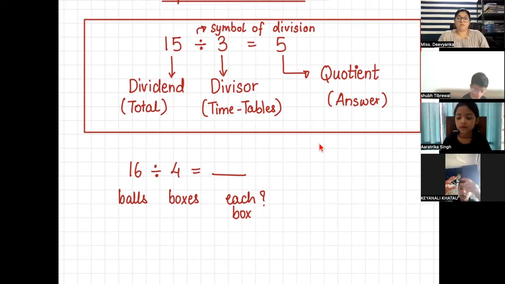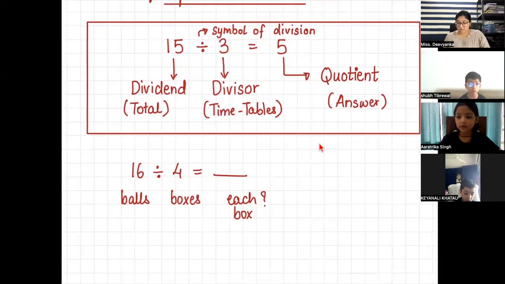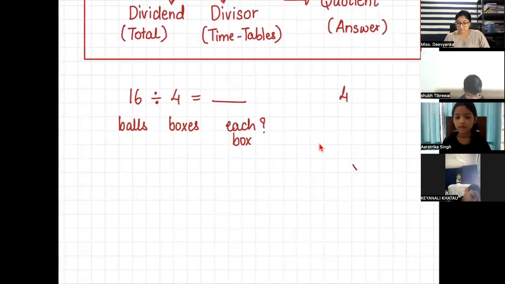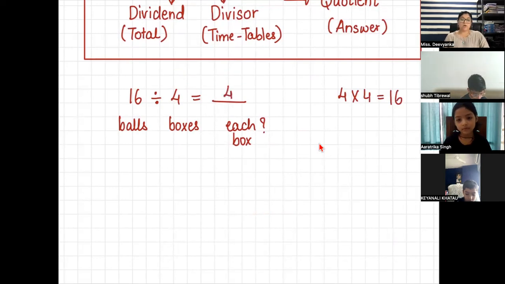4 fours are, right? So 4 fours are 16. So the answer here of division is 4. That means in each box, we will be putting 4 balls each. Let's just check if that is correct.